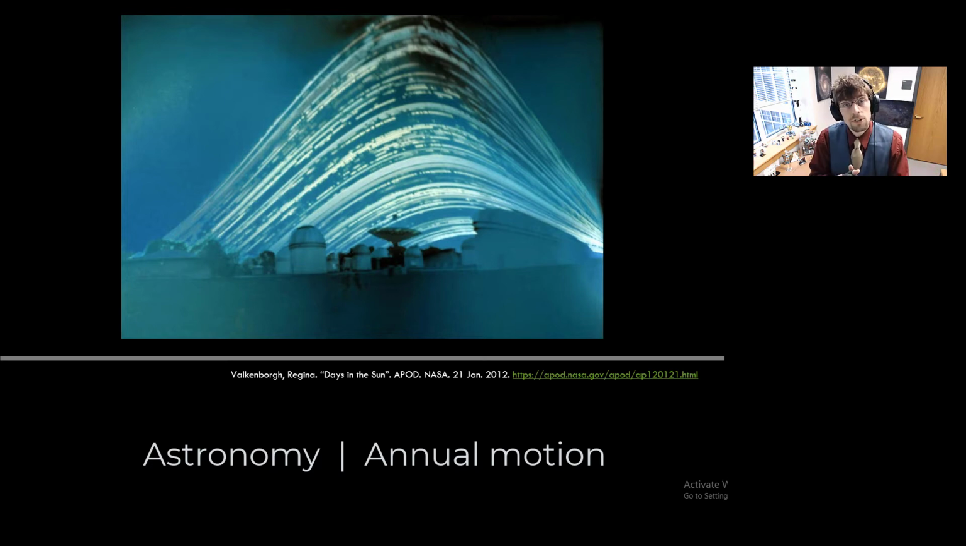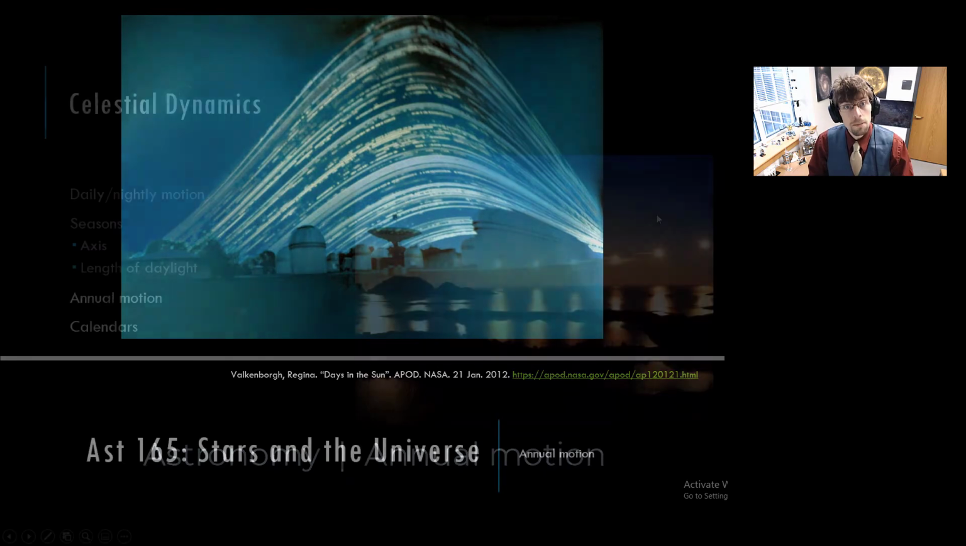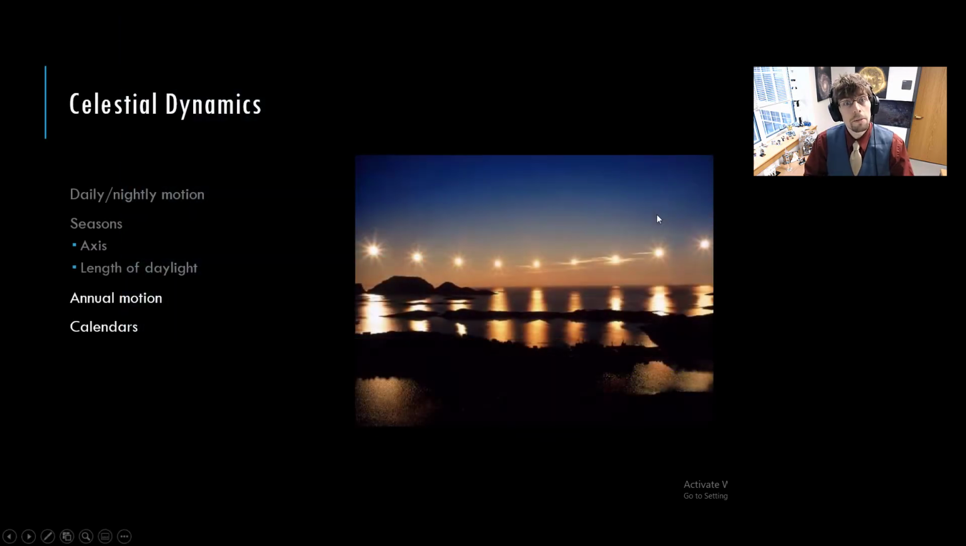So now the question is, how about the yearly motion? How do the stars appear to change position through, let's say, the course of a month, or on the order of weeks and months? If I go out tonight on, I don't know, September 1st and look at the sky, and I go out again on October 1st, how does the sky appear to change? Okay. So that's what we're going to go into here.